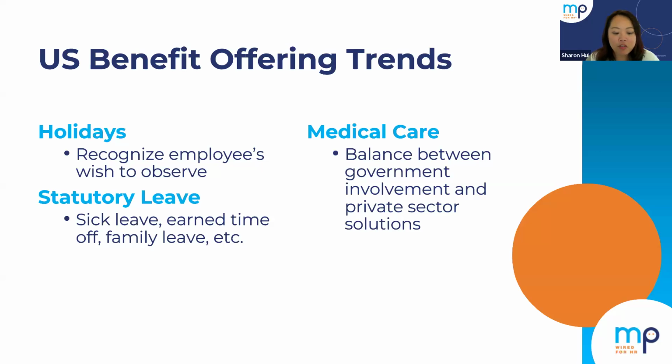Here are some new benefit trends that are popping into the US workforce. When it comes to holidays, most employers do offer the basic 6 federal holidays. That includes New Year's, Memorial Day, July 4th, Labor Day, Thanksgiving, and Christmas. And then there are other employers that do sprinkle in occasional other holidays that are applicable to them depending on their workforce and their local laws.